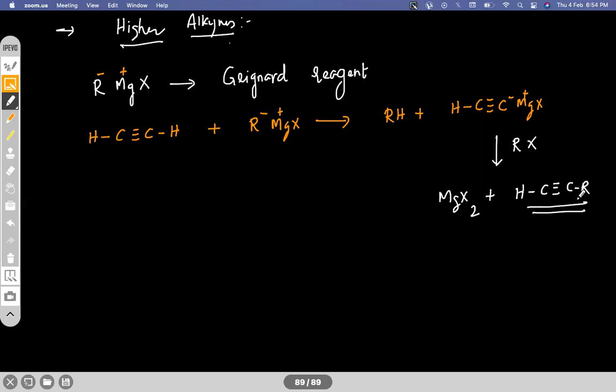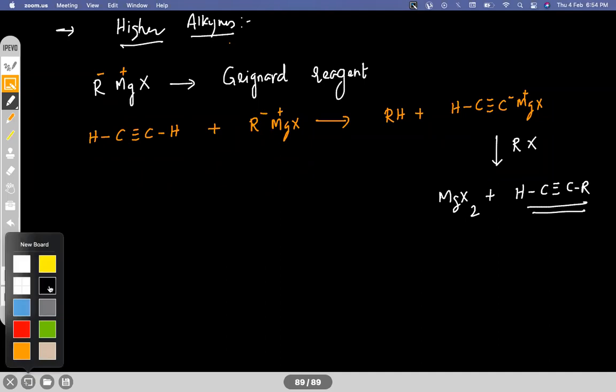Okay, so properties. Physical properties we have similar only, like melting point and boiling point. It increases with mass and decreases with branching. So that's common. We are not going to do that. We'll see some chemical properties, chemical reactions here. Chemical reactions of alkynes are also very much similar to alkenes. You can easily correlate and memorize this.